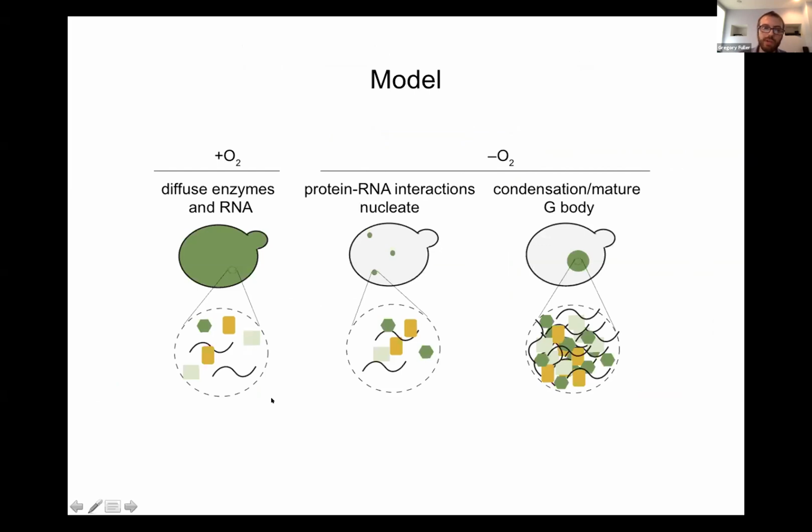Ultimately, we propose a model where under normoxic conditions, these glycolysis enzymes are diffused throughout the cytoplasm and sometimes bound to RNA. When we shift to hypoxic conditions, these RNAs provide multiple binding sites to bring these glycolysis enzymes together. And over time, these accumulate more glycolysis enzymes in RNA, and through fusion and this accumulation process, ultimately form a mature G-body.